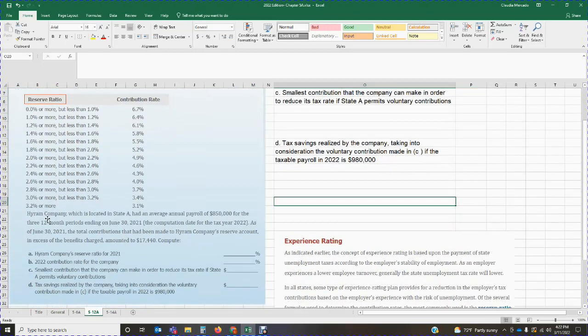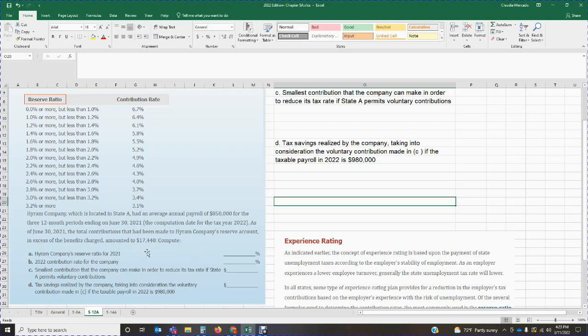Okay. It says Iram Company, which is located in State A, had an average annual payroll of $850,000 for the 3-month periods ending on June the 30th, the computation day for the tax year of 2022. As of June the 30th, the total contributions that had been made to Iram Company's reserve account in excess of the benefits charged amounted to $17,440. And then we have to compute 4 requirements, okay? And we're going to go through one of each separately.